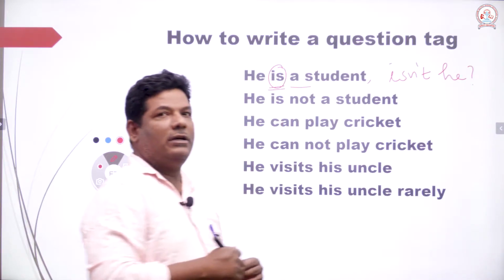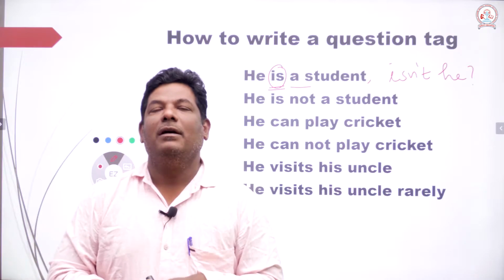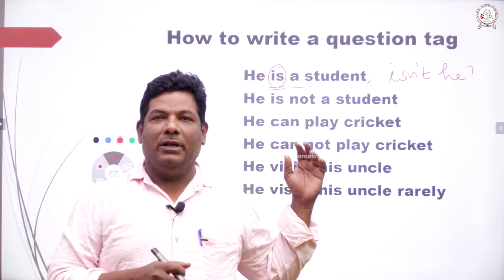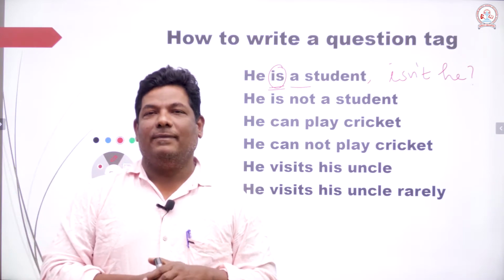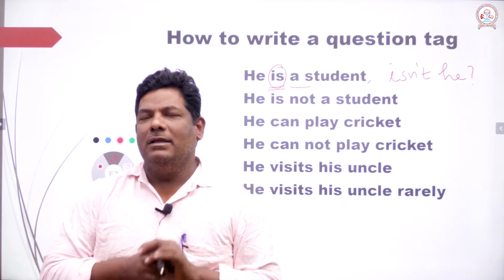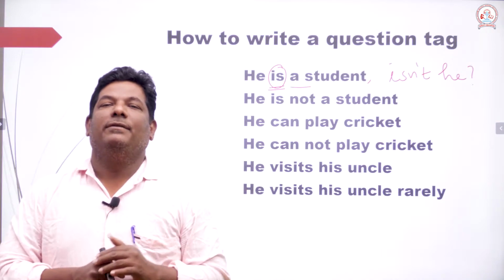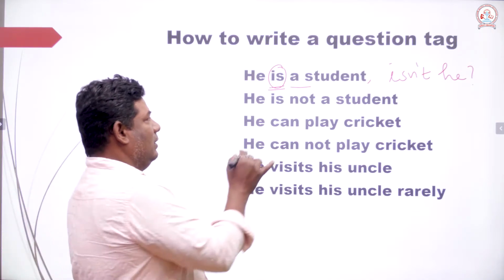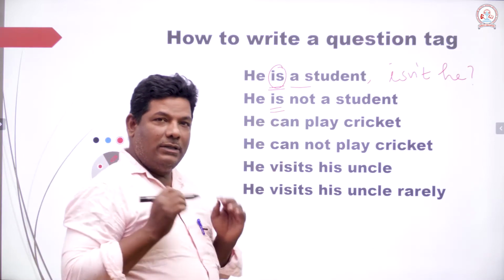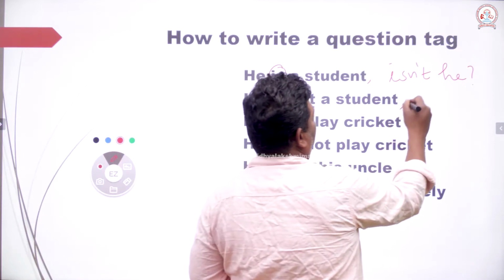He is a student, isn't he? All right. Okay. Take up the second sentence. He is not a student. Right? In this sentence also, first step is to find out what is the auxiliary verb. Is is the auxiliary verb. We must use that is, right?